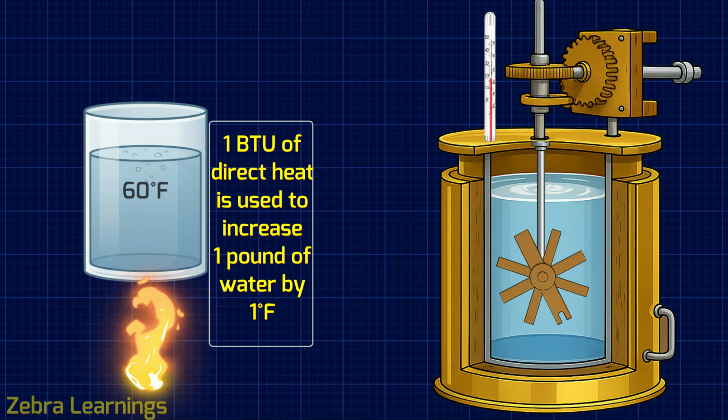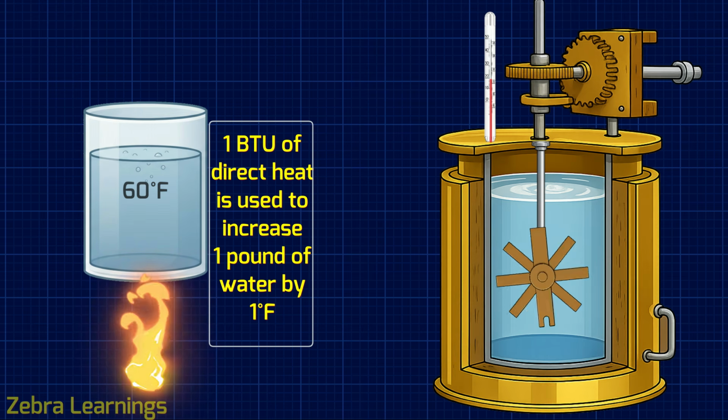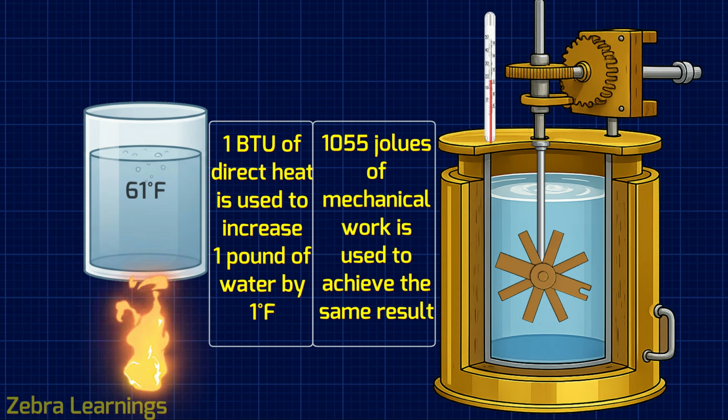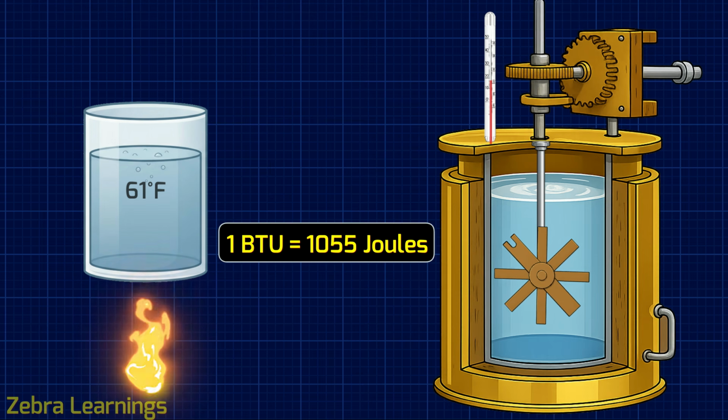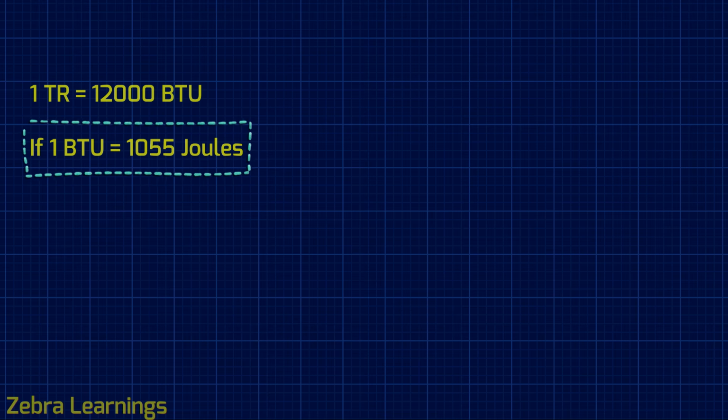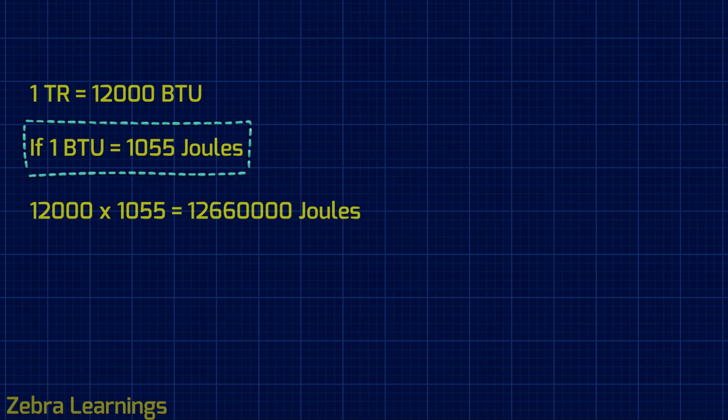So, just as 1 BTU of direct heat is used to increase 1 pound of water by 1 degree Fahrenheit, 1055 joules of mechanical work is used to achieve the same result. Therefore, 1 BTU is equal to 1055 joules. We know that 1 TR is equal to 12,000 BTU, so, if 1 BTU is 1055 joules, we can determine the value for 12,000 BTU. 12,000 multiplied by 1055 is equal to 12,660,000 joules.